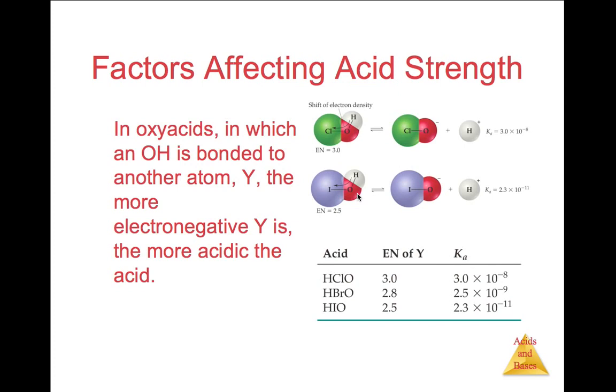In oxyacids, acids that contain oxygens, in which an OH is bonded to another atom Y, the more electronegative Y is, the more acidic the acid. So, taking a look at chlorine versus iodine when they have an OH attached to them, the more electronegative chlorine causes it to be a little bit stronger acid. Notice it's 10 to the negative 8th here versus 10 to the negative 11th. So you can see here as an example, chlorine, bromine, and iodine. Going down the periodic table, chlorine is higher than bromine, which is higher than iodine, which means that chlorine is more electronegative, therefore it has a higher Ka value.